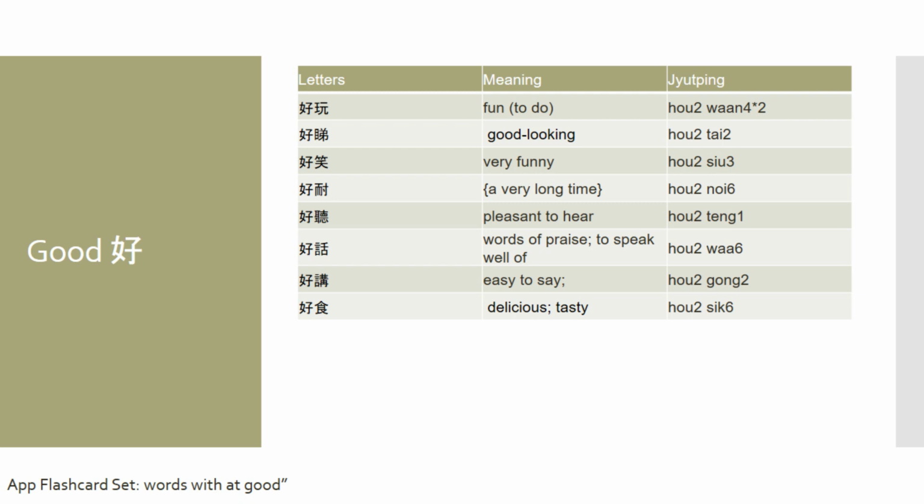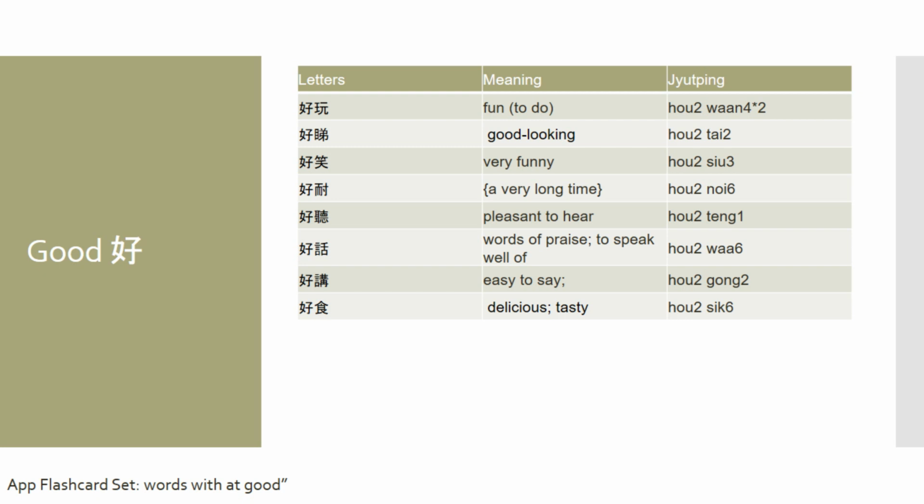Good looking in Cantonese means 好睇. Very funny in Cantonese is pronounced 好笑. A very long time in Cantonese is pronounced 好耐. If it's pleasant to hear in Cantonese, it is said 好聽. And to speak well of or words of praise, then you could say 好話.